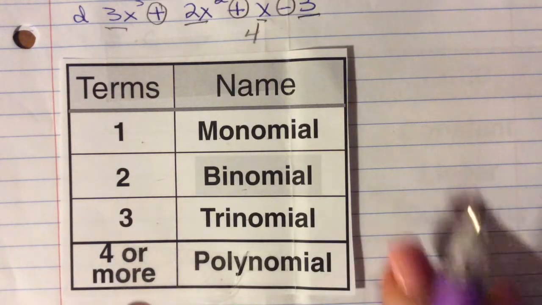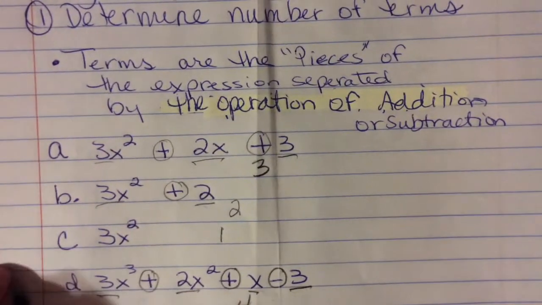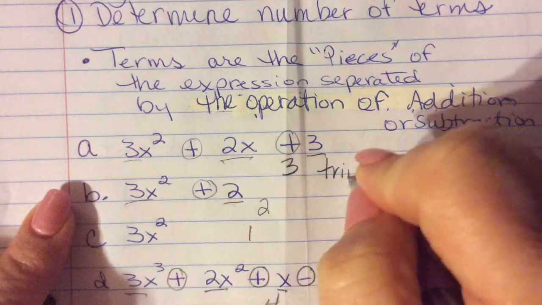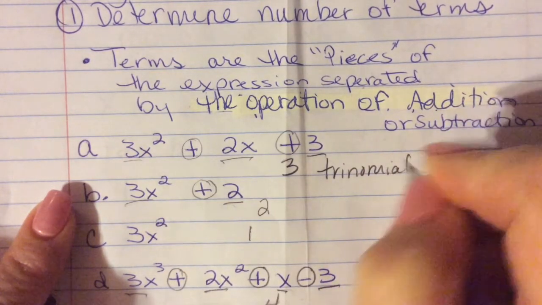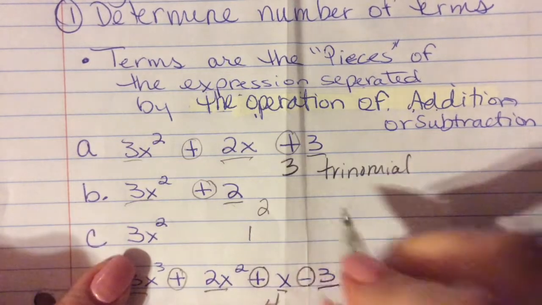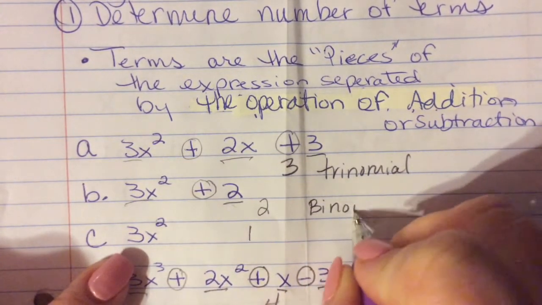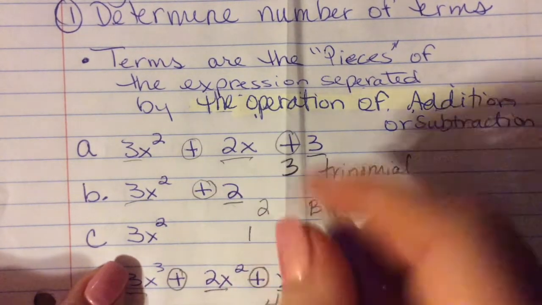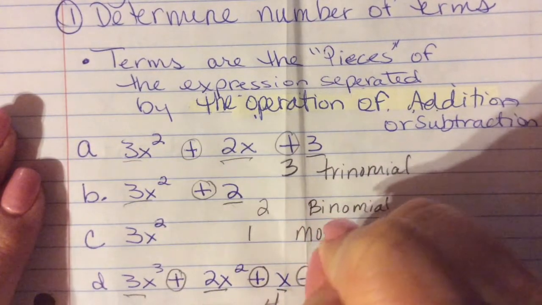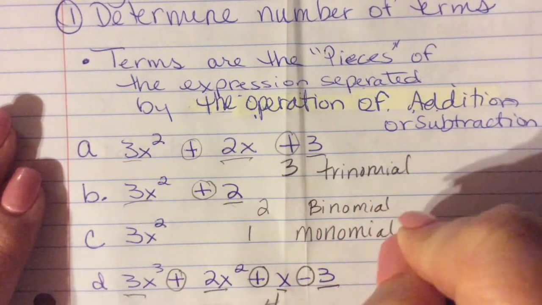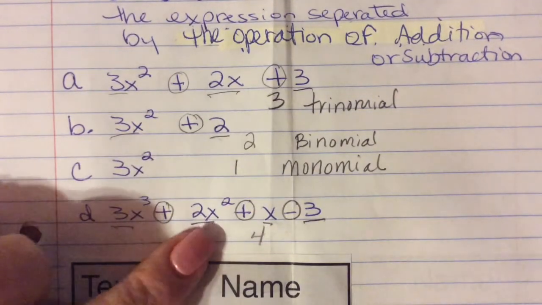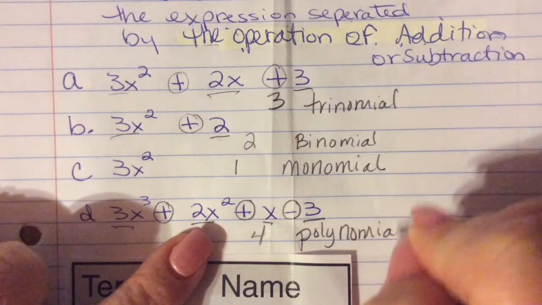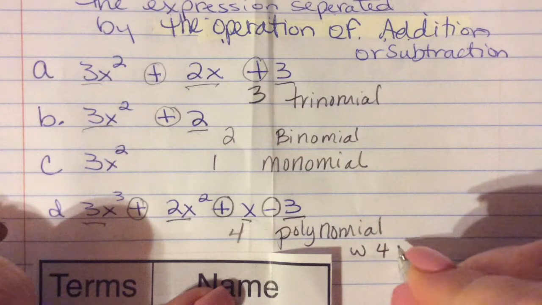So going back up to the ones we just did, A has 3 terms, so it would be a trinomial. B, since it has 2, is what's considered a binomial. C, since it has 1, is a monomial. And then D has 4 terms, so it is a polynomial. Sometimes you can also say it's a polynomial with 4 terms.